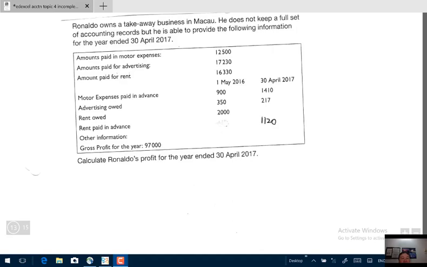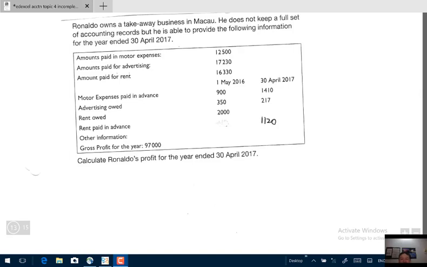Here is another simple question on this topic called incomplete records. It's one of the so-called slightly harder topics in IGCSE Accounting, alright? So it's the same whether you do Cambridge or you do Edexcel. They both have this topic. It's a very important topic.